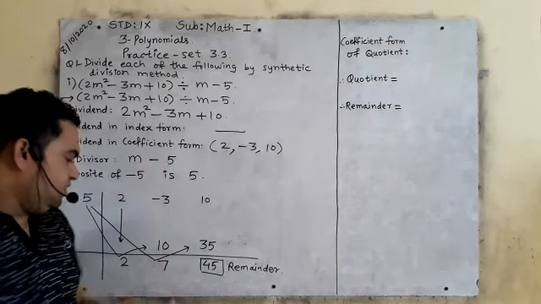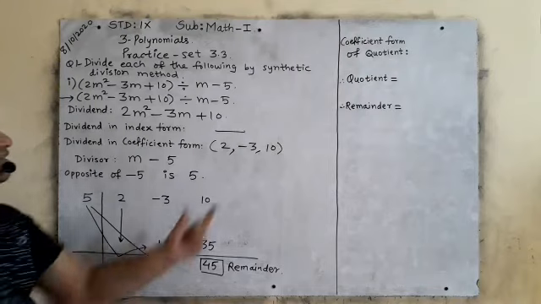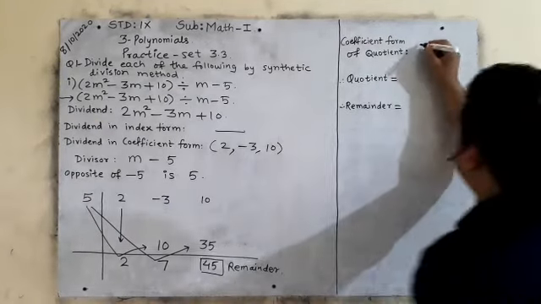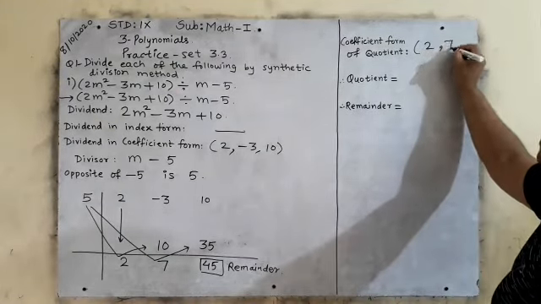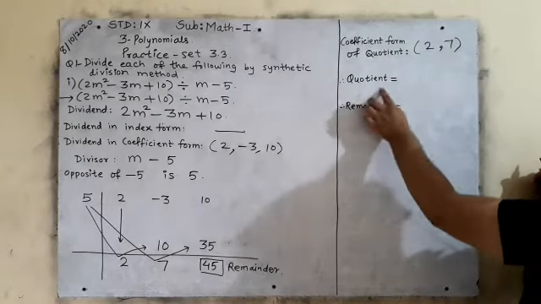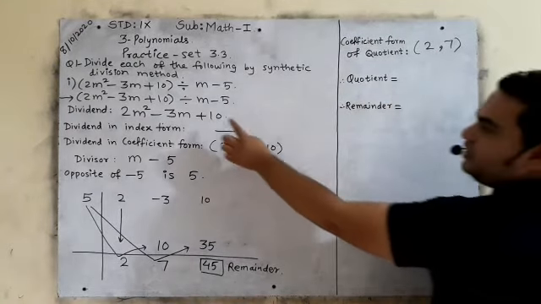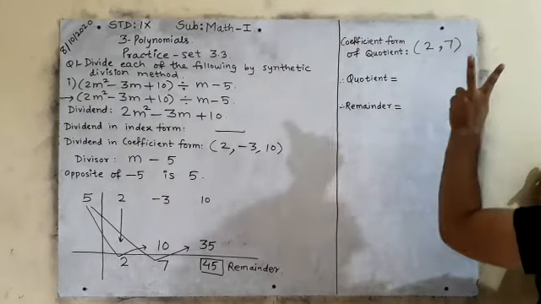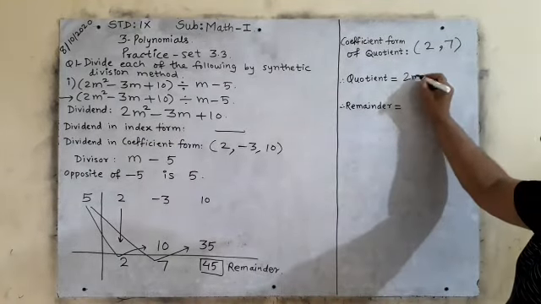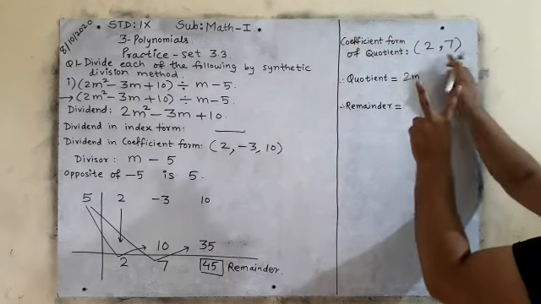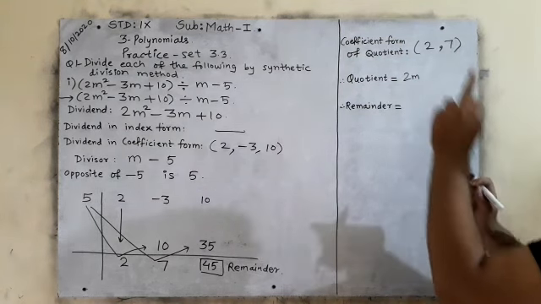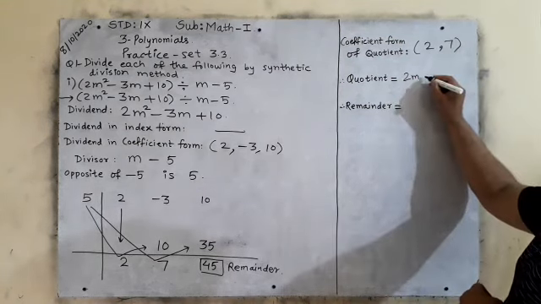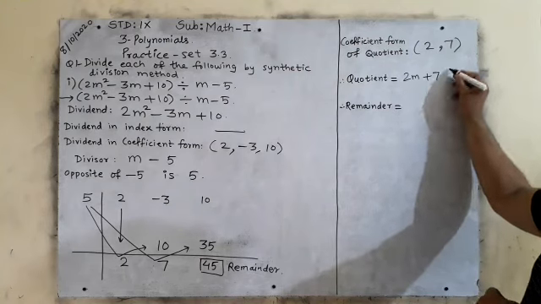Is it clear? Now I will use this 2 and 7 as the coefficients of the quotient. See, 2, 7. Now we have to write them with the variable. Which variable is used in this polynomial? M. How many terms? 2. So if 2 terms are there, you will use degree 1. That is 2m raised to 1 plus 7m raised to 0.